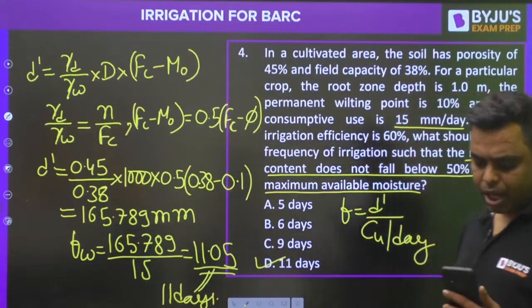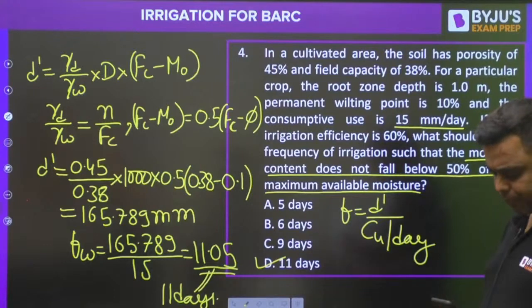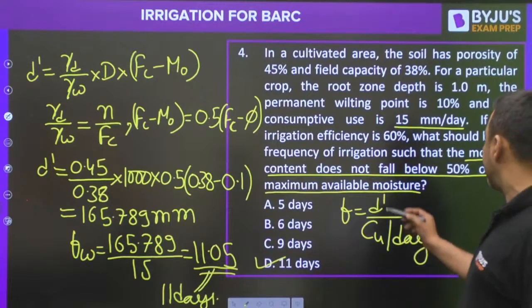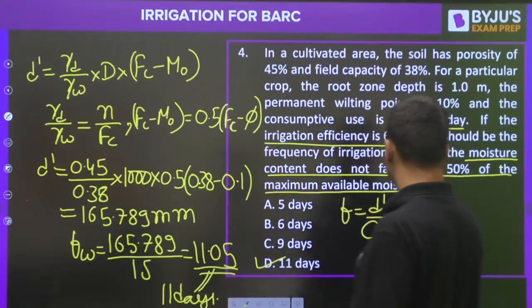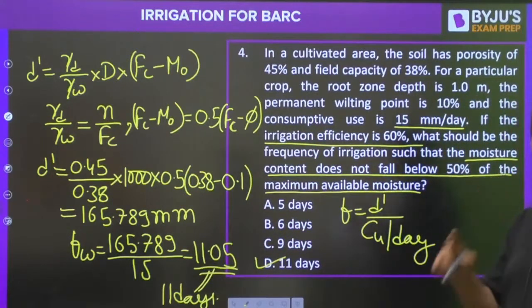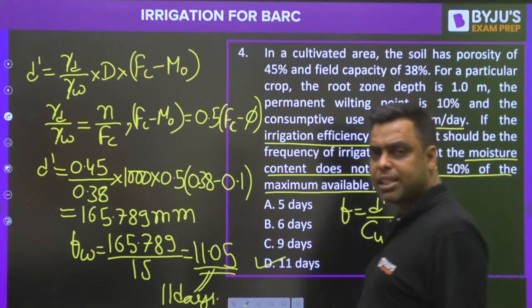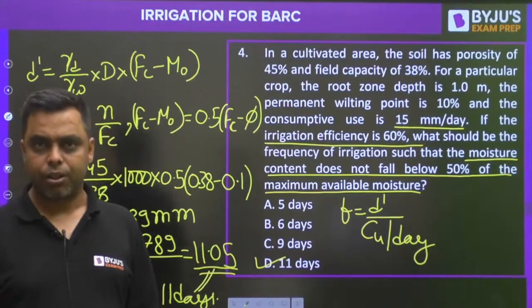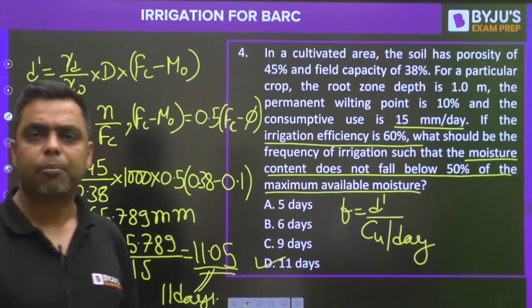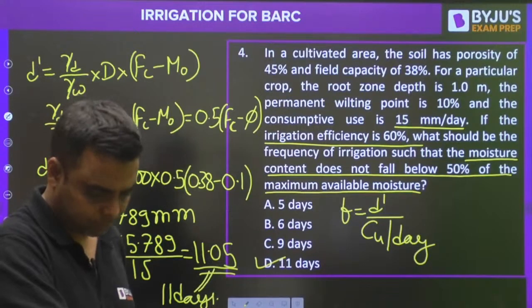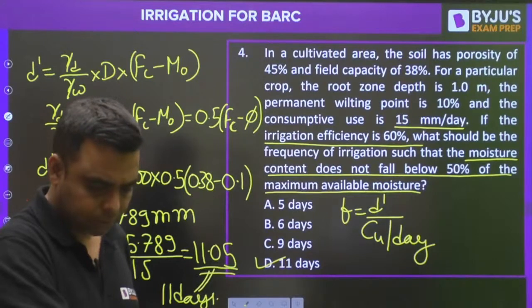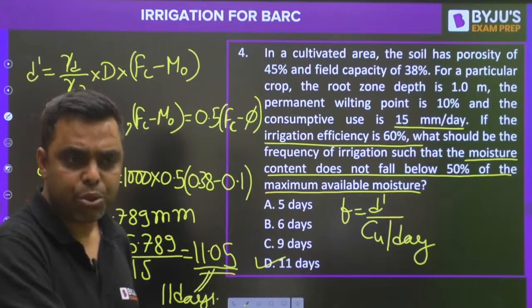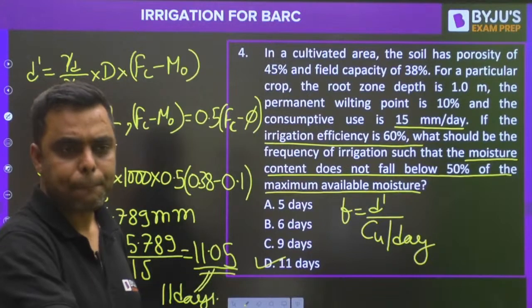Now please let me know one thing. Over here in the question, the irrigation efficiency is also mentioned as 60%. Do we need to use it? Yes or no? Do we need to use this efficiency?